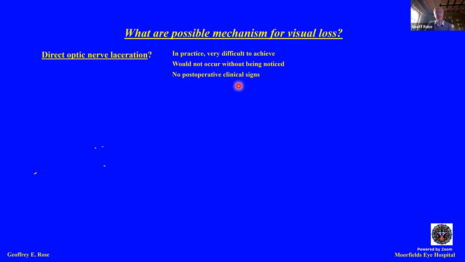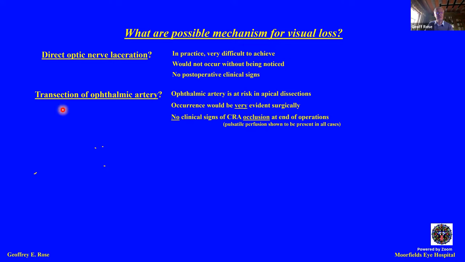In general, you don't have any clinical signs that there's been any optic nerve laceration in the patients in whom I have had visual loss. Is it that one is transecting the ophthalmic artery and causing optic nerve ischemia? Well, yes, it is at risk, particularly in apex dissections. So the ophthalmic artery is at risk. But to actually go through it is surprisingly hard, and you'd certainly know about it because of the scale of hemorrhage that you would get. Interestingly, of the patients in whom I've had visual loss, you really don't end up with clinical signs that you've occluded the artery, which would be there at the end of surgery. We always check the fundus after apex surgery.